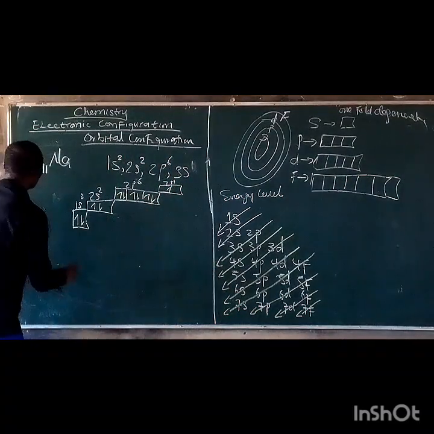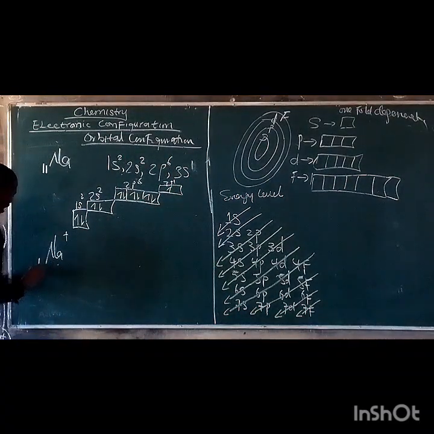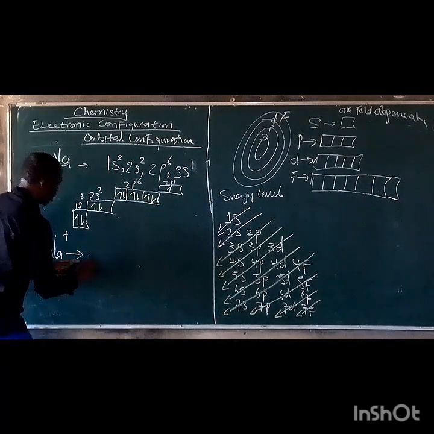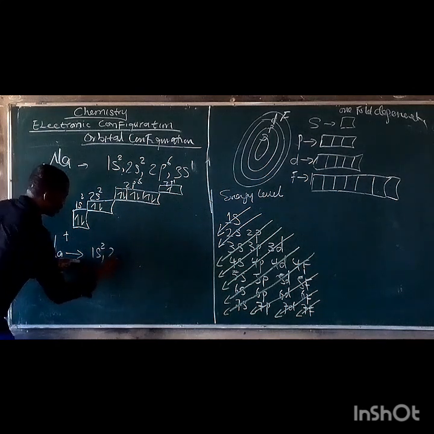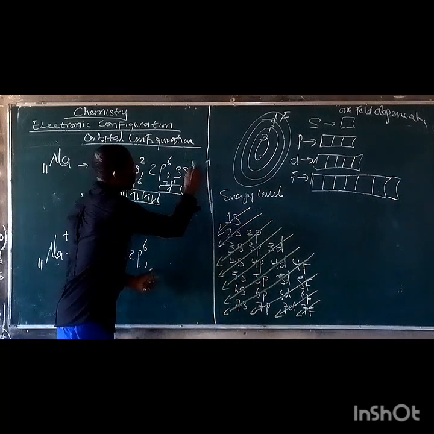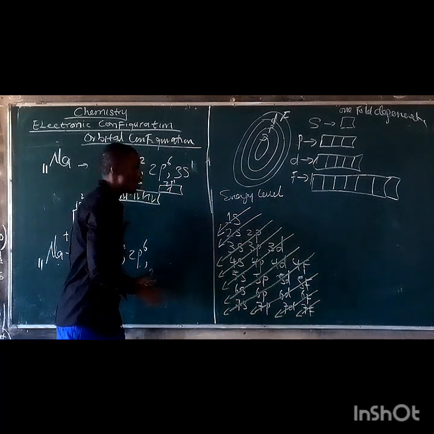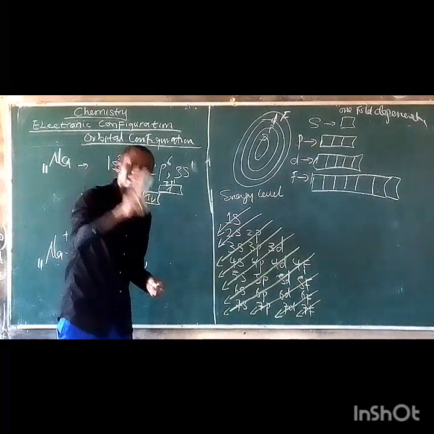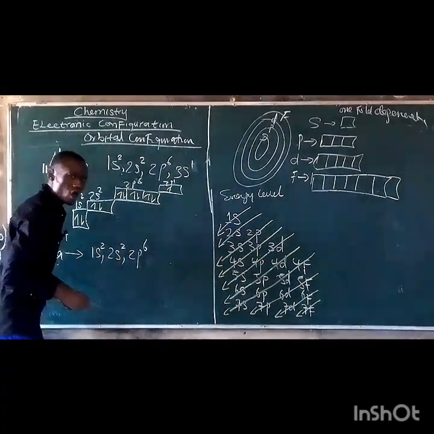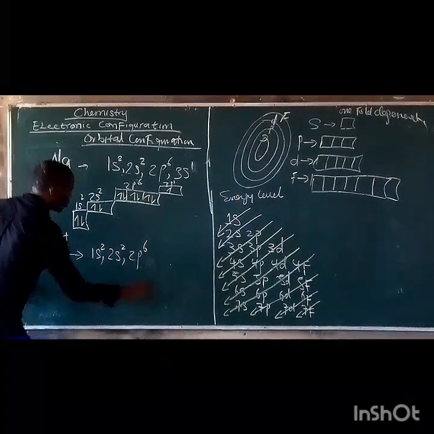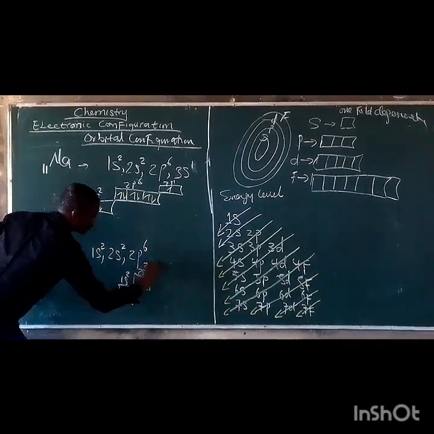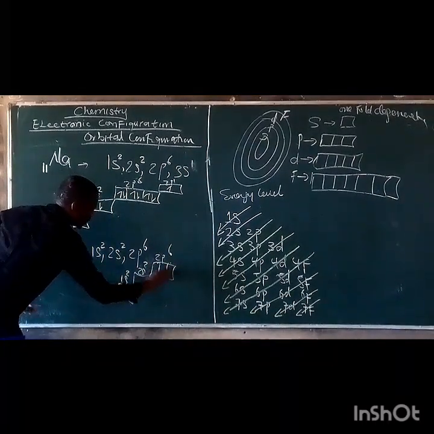Now, if you are given a positively charged sodium, an ionized sodium, the answer will become 1s2, 2s2, 2p6. Should we put the 3s? No, because the 3s electron is lost. The number of electrons becomes 10 instead of 11. So the 3s is off the record. So in the orbital configuration we have 1s2, 2s2, 2p6. This is where we stop.